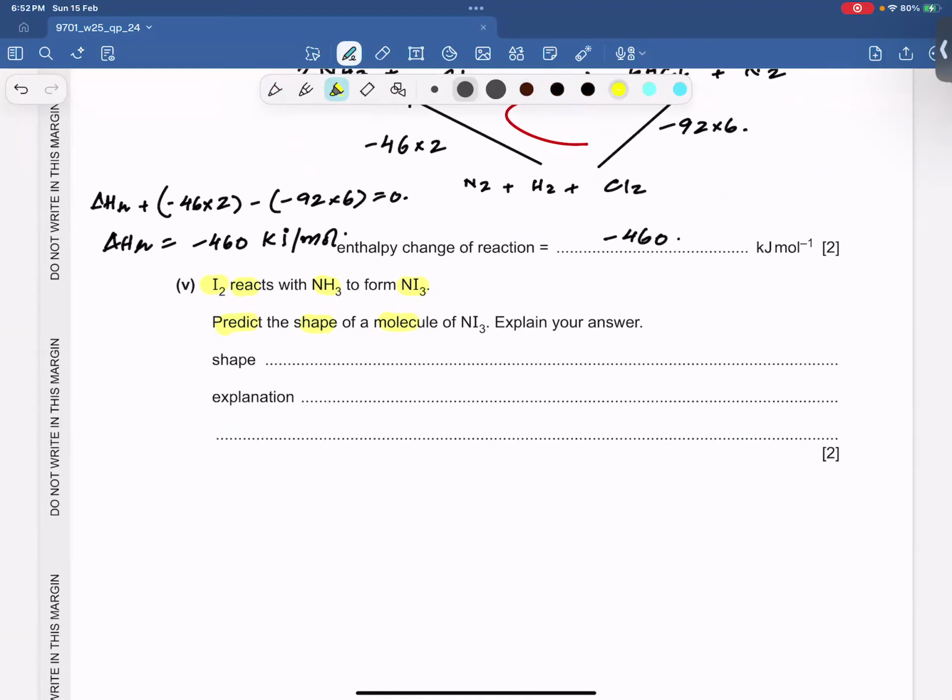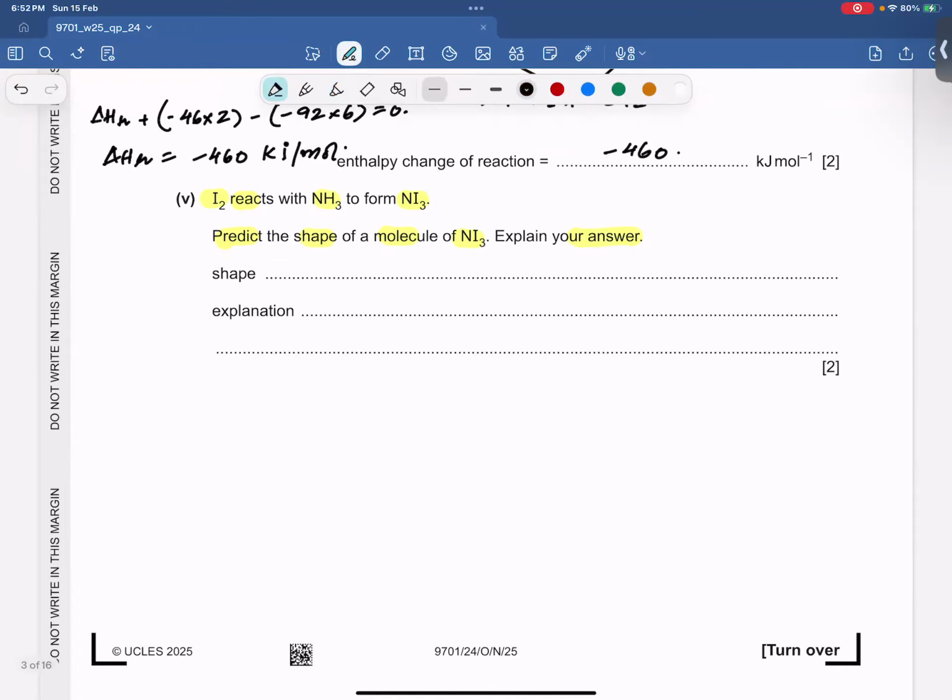Iodine reacts with ammonia to form NI3. Predict the shape of the molecule of NI3. Explain your answer. Well, we have done ammonia in the class, so its shape is similar to ammonia. Oh, my bad. It's nitrogen. Nitrogen belongs to group 15 of the periodic table, which is why it has 5 valence electrons. 1, 2, 3, 4, and this one is 5.